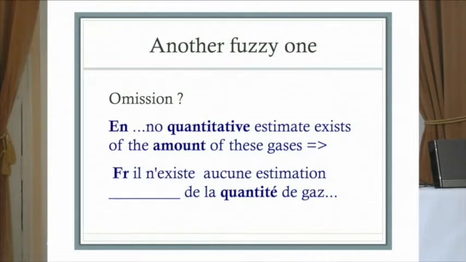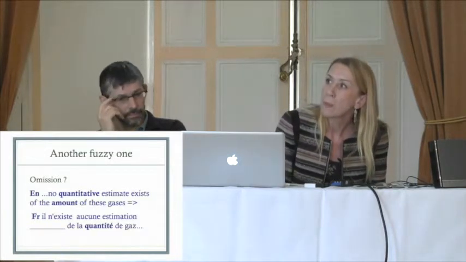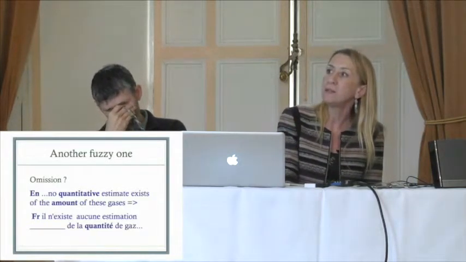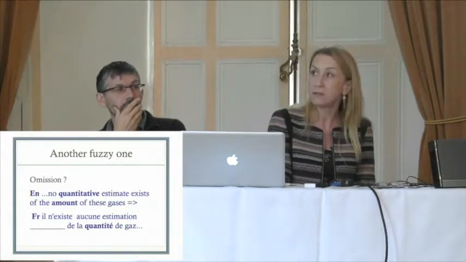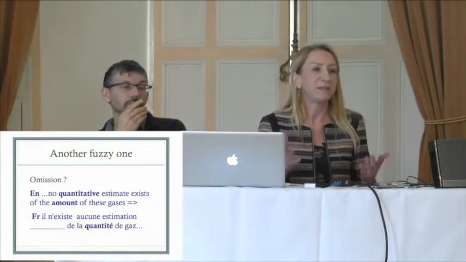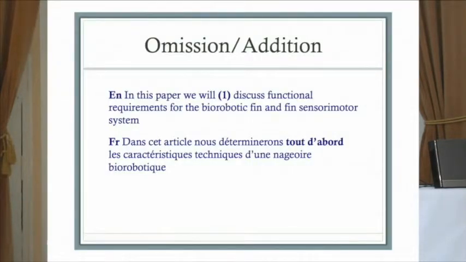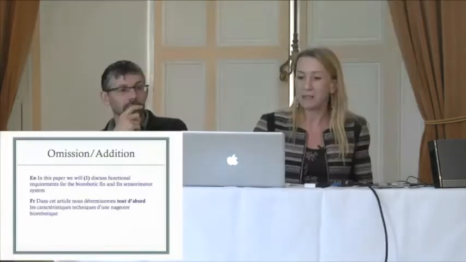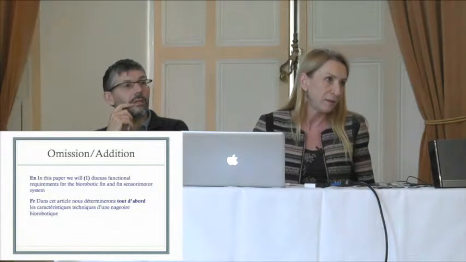And just another example, omission. In this case, no quantitative estimate exists of the amount of these gases. This is from an Earth Science translation. In French, you cannot say il n'existe aucune estimation quantitative de la quantité de gaz because it's too redundant. So you can just drop the quantitative. It's an omission, but it's perfectly correct. So what is really an error in those error typologies? The other example was just to show you that an addition could also be perfectly correct. Because here, the expression tout d'abord has been added and is not in the English sentence, but it's perfectly correct.